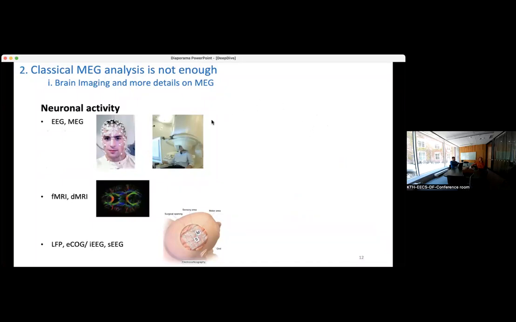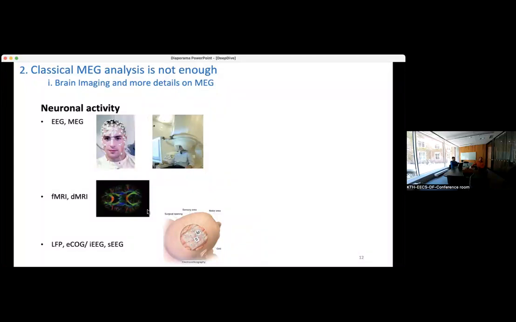What you see here is EEG, which is mainly measuring the electrical field produced by the neurons when they communicate. They basically send ions, and this movement of ions creates an electrical field, and we can measure it. MEG is the same thing: the electrical current creates a magnetic field, and we can measure it. And this is, as you can see, a much bigger device.